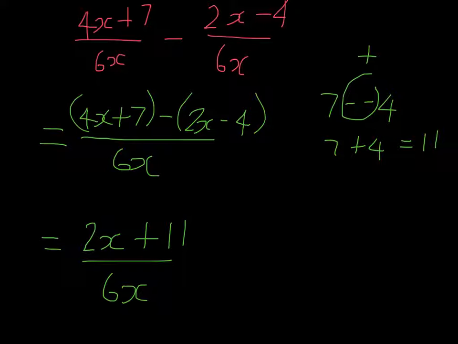This is as simple as we can get this term. There's no common factor between the 2x, the 11, and the 6 that we could simplify. So that is our answer.